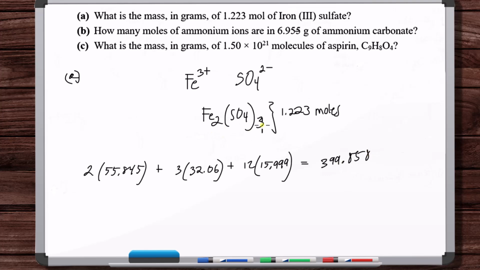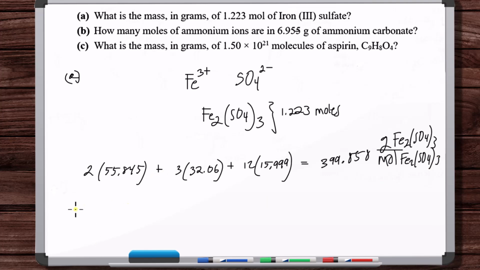Okay, so this is the formula weight of iron 3 sulfate, but we know that this quantity is also equal to the molar mass of iron 3 sulfate. There's 399.858 grams of iron 3 sulfate for every mole of iron 3 sulfate.